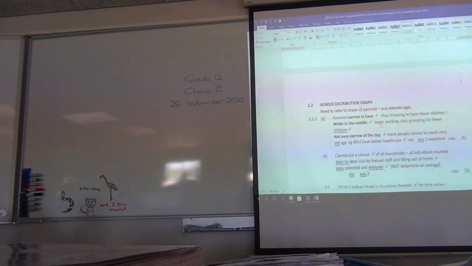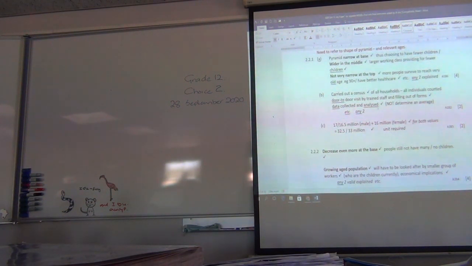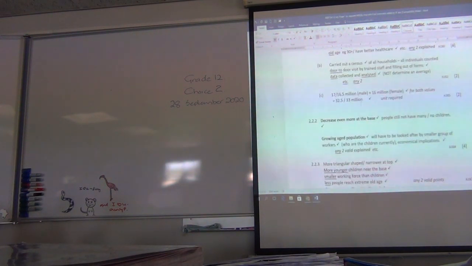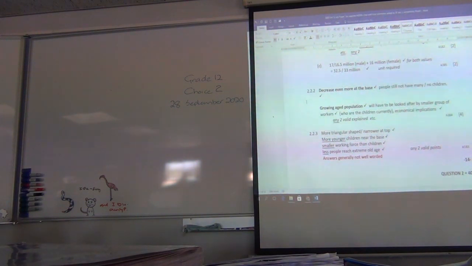How could this information have been obtained? By carrying out a census of all the households, all the individuals counted, by door-to-door visits by trained staff and filling out of forms. Data is then collected and analyzed. Some of you apparently said determine average. Okay, and then C, determine how many people aged 25 to 29 are present, and it is between 17 and 16.5 million male and 16 million female, and therefore the total would have been 32.5 million or 33 million, and you had to give the unit. Okay.